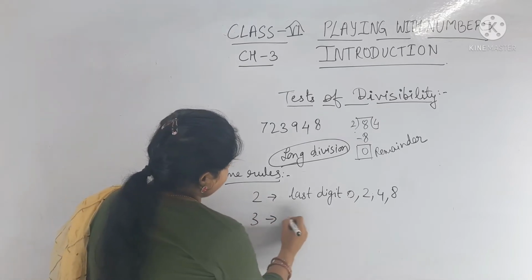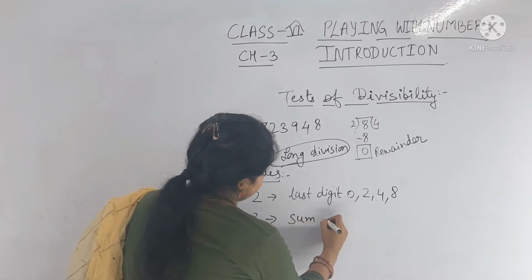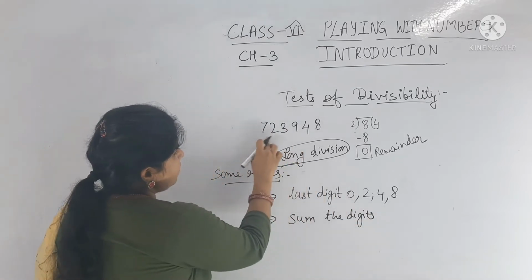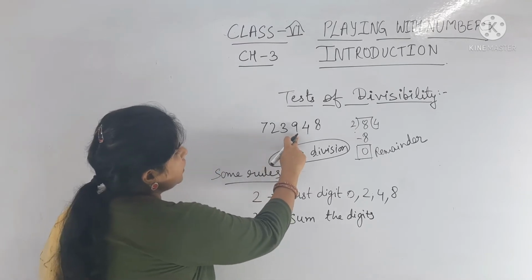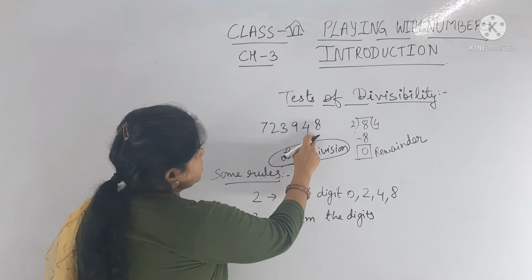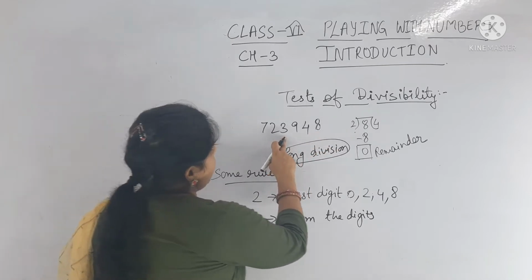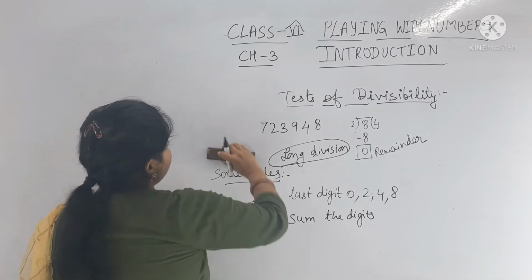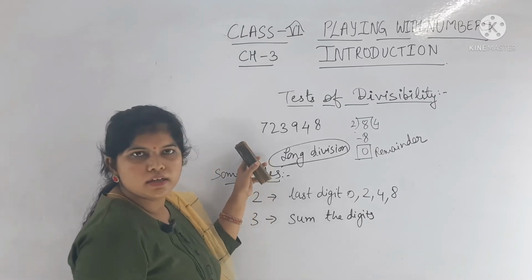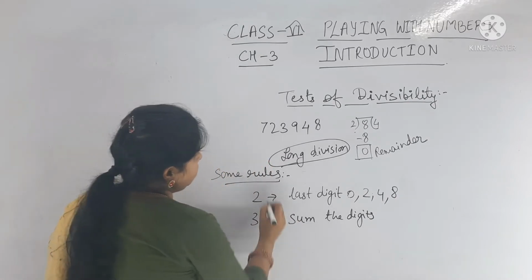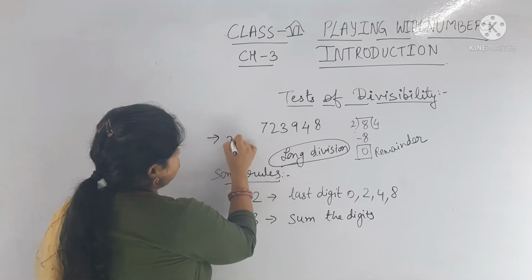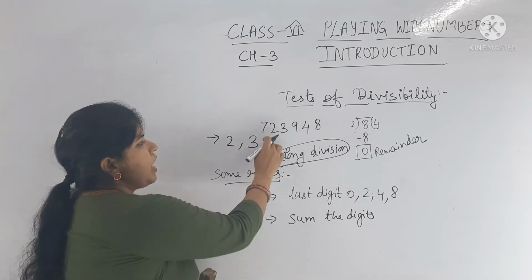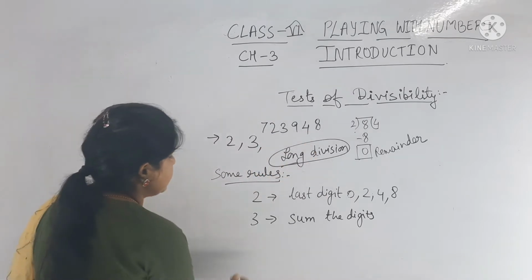For 3, you have to sum the digits. These are the digits: 7, 8, 9, 9, plus 9, 18, 18 plus 8 is 26, and 26 plus 7 is 33. Okay, 33 is divisible by 3, so it will be divisible by 3. It will be divisible by 2 and divisible by 3, because we are getting 33 after summing the digits.